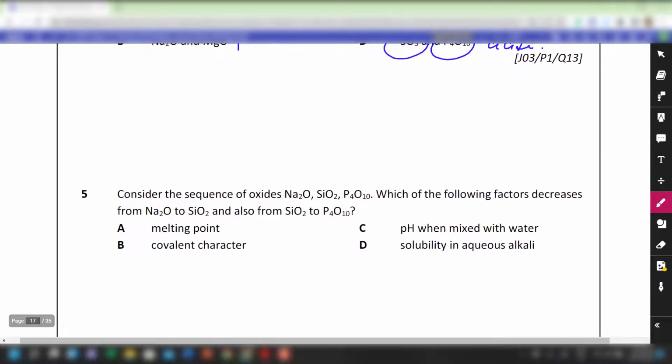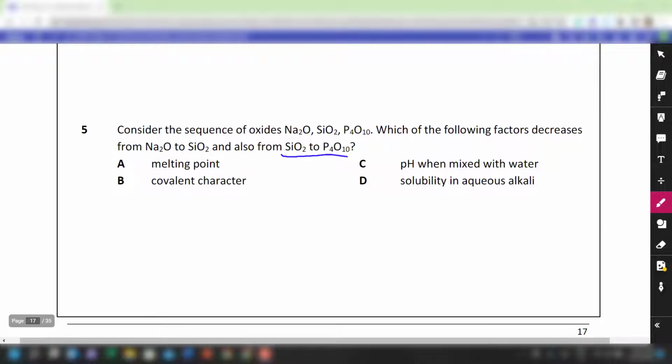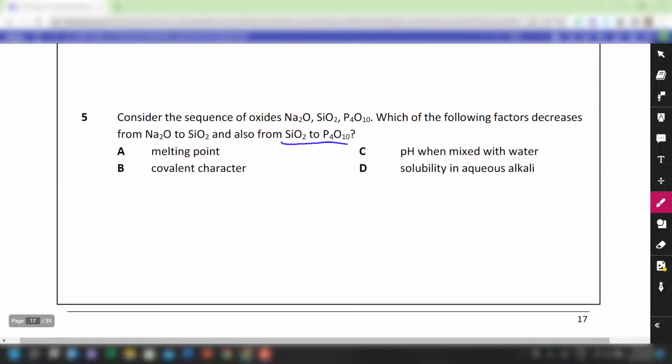Question 5. Consider the sequence of oxides: sodium oxide, silicon dioxide, phosphorus 5 oxide. Which of the following factors decreases from sodium oxide to SiO2 and also from SiO2 to P4O10? For melting points, as we saw from the data earlier on, from sodium oxide to silicon dioxide it increases, and then it decreases to P4O10. So definitely A is out.